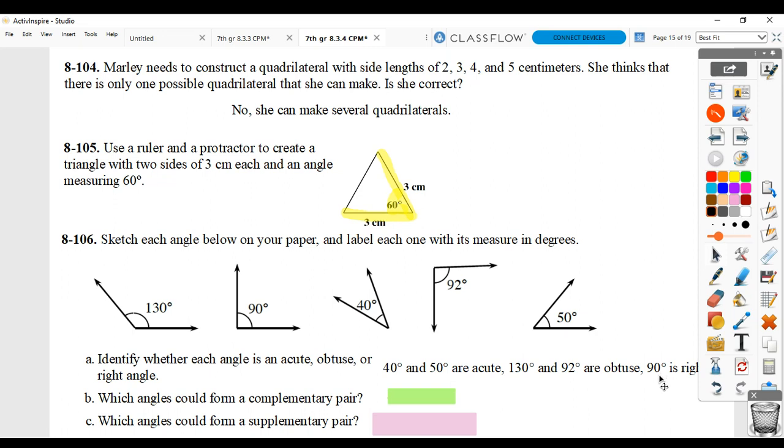Which angles could form a complementary pair? Remember, complementary means that the angles add up to 90. So the 40 and the 50 would add up to 90. So together they'd make a complementary pair. And what angles could add up to a supplementary pair? Supplementary means the 2 angles together have to add up to 180, and that would be the 130 and the 50 would add up to 180. So they would make a supplementary pair.